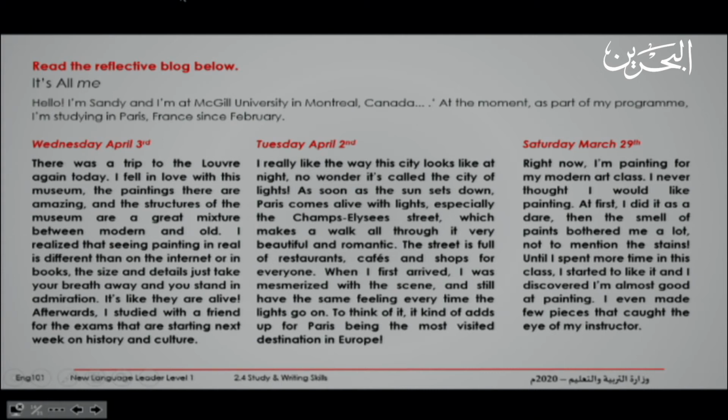Saturday, March 29th. Right now, I'm painting for my modern art class. I never thought I would like painting. At first, I did it as a dare, then the smell of paints bothered me a lot. Not to mention the stains until I spent more time in this class. I started to like it and I discovered I'm almost good at painting. I even made few pieces that caught the eye of my instructor.